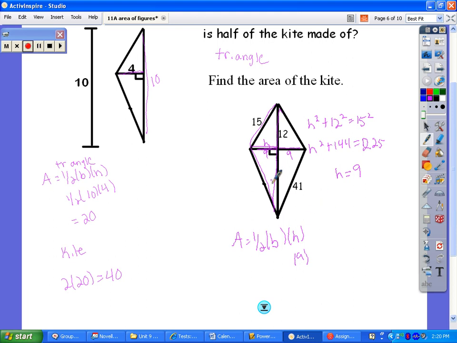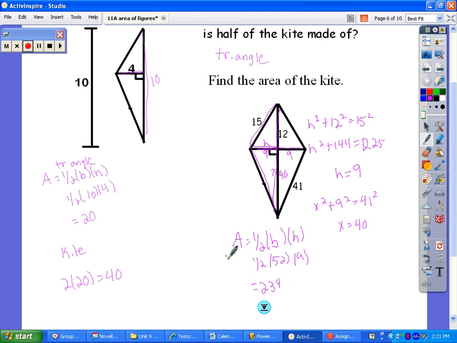And we can use, if we call this x, Pythagorean theorem again. So we do x squared plus 9 squared is equal to 41 squared. And that gives us x to be 40 when we solve it. And so our base is the whole length. So we have 40, but we have to add 12 to it to get 52 as the whole base. And so we have 52 times 9 times 1/2, which is 234.